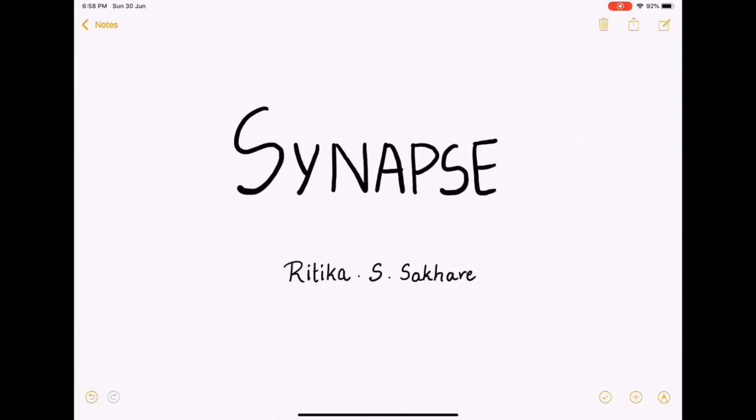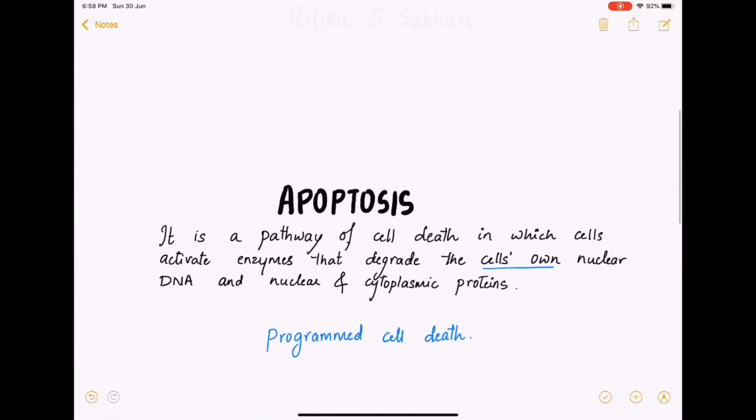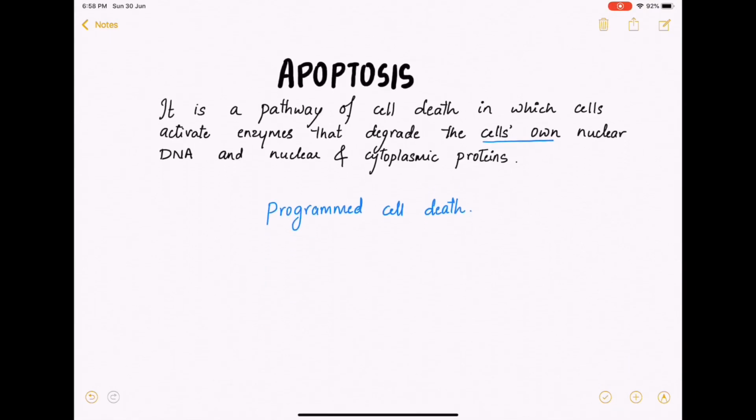Today we'll talk about apoptosis. What is it? It is a pathway of cell death in which the cells activate enzymes that degrade the cell's own nuclear DNA and nuclear and cytoplasmic proteins. So there is some stress on the cell's own nuclear DNA. That is, the cell is dictating its own death.